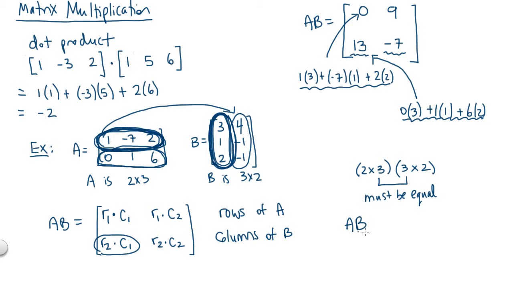And when we build our product here, your result will be just the size corresponding to the outside numbers. So you check that the inside numbers are the same. If they are, then you can just cover them up. You can say, okay, we checked that they're equal. Yep, they are. And what we're left with is a 2 by 2 matrix. So we could have figured out in advance, if we had thought about it, that AB would be a 2 by 2 matrix.